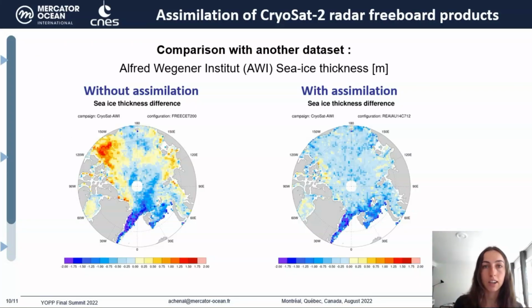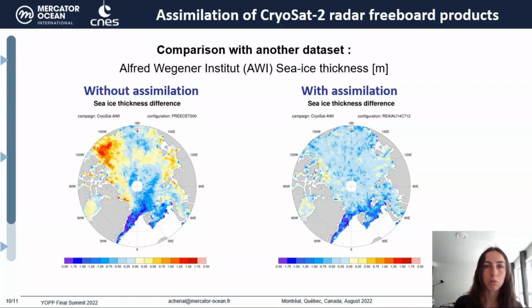And now you can see here a comparison with another dataset than the one assimilated. It is the sea ice volume project from the Alfred Wegener Institute, which uses CryoSat-2 radar freeboard, computed with different algorithms than the one from LEGOS, and still around Warren 99 snow climatology. So it is not a completely independent dataset, but it's still different.